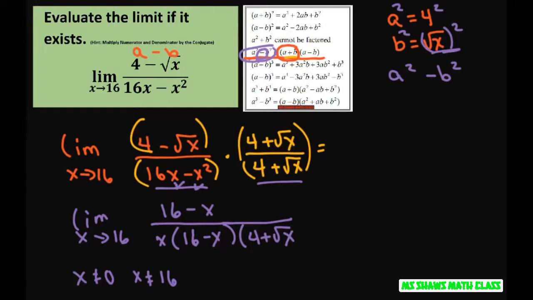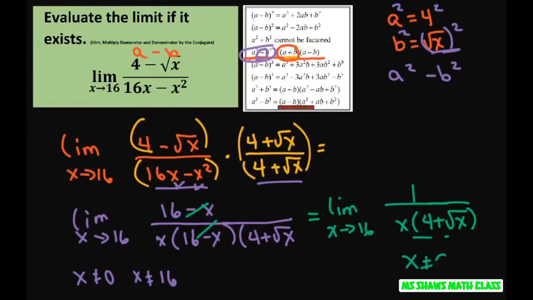So, when we simplify this limit, the limits can be the same. The domain is going to change. So you have to write the limit down again. And these two basically will cancel out. You'll get a different domain, and what you'll get is 1 divided by x times 4 plus square root of x. Now in this case, for this domain, x cannot be 0. But we still can plug in 16 now and get our limit.